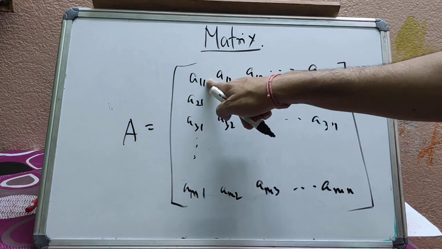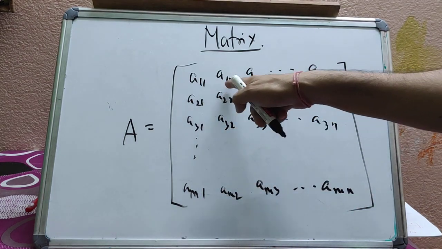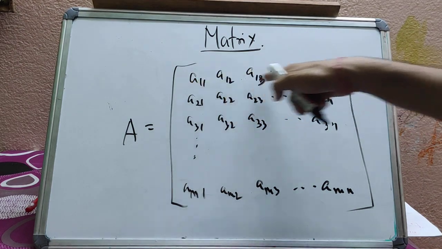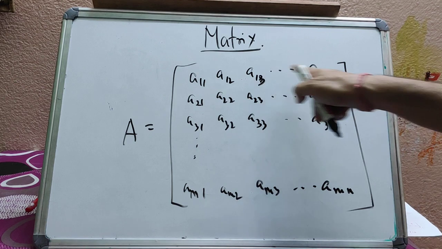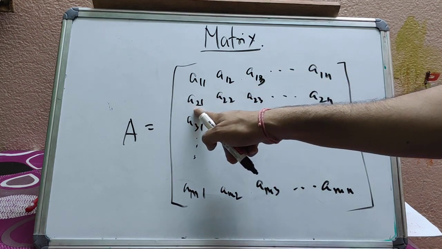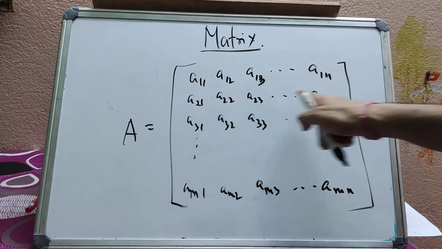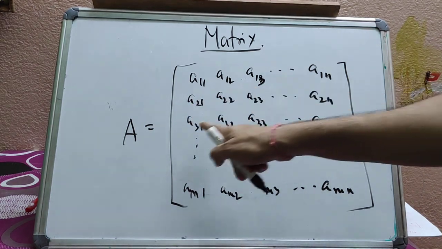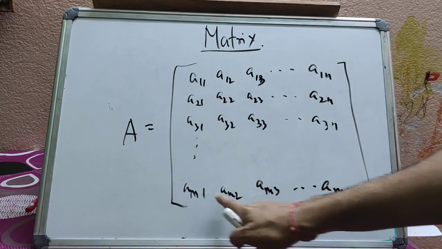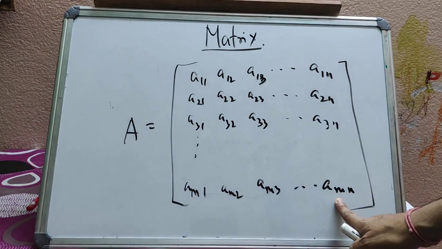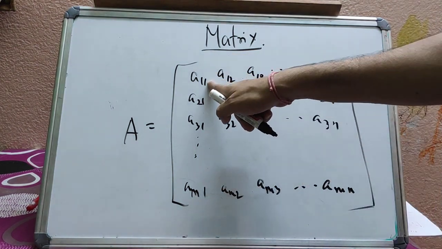So the second digit represents the column number and the first digit represents the row number, because along the first row we see that the first digit doesn't change. In the second row we see that the first digit doesn't change: 2, 2, 2, 2, that means this is the second row. 3, 3, 3, 3 means this is the third row. And m, m, m, m is the mth row. And for the first column, the second digit doesn't change.